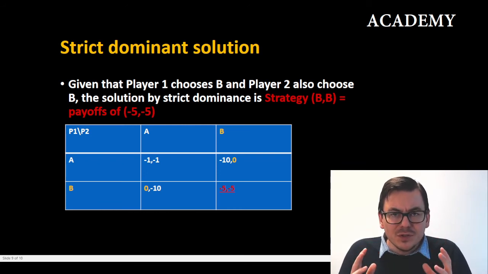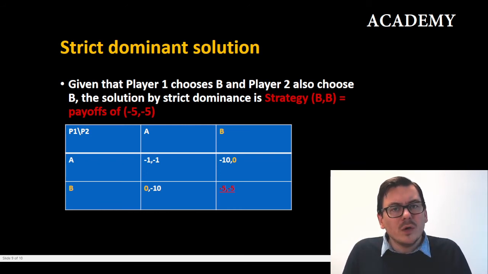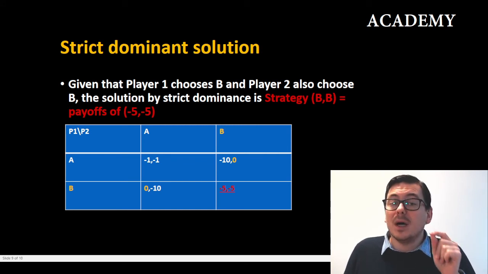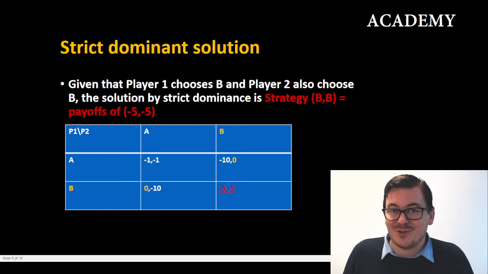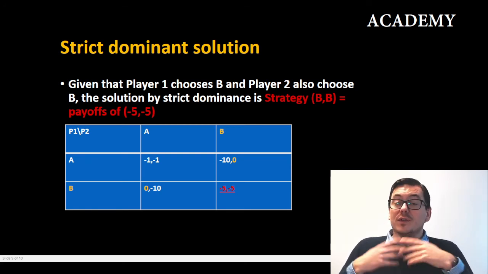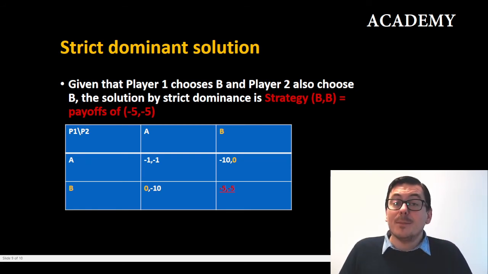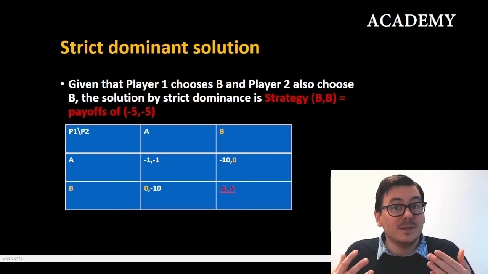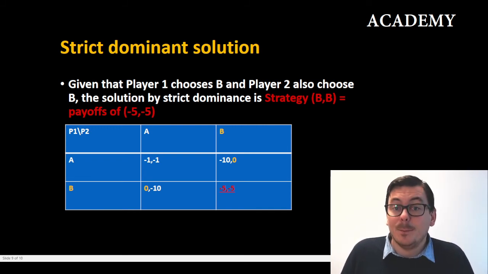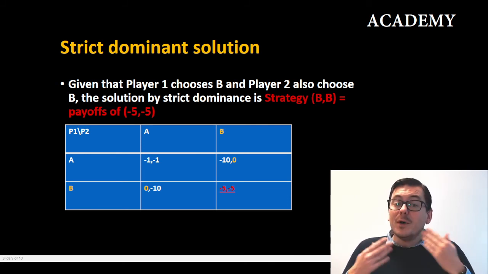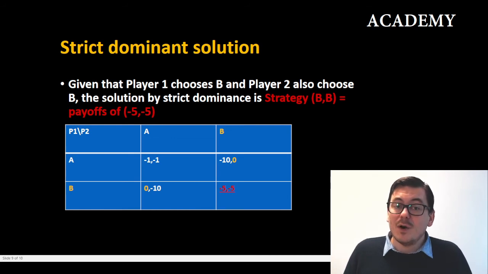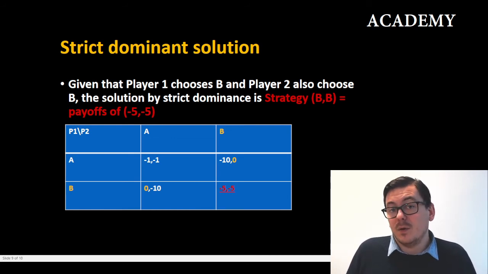When we put all this together, we can say, okay, so what is the solution? Is there a solution to this game when we only look at strictly dominating strategies? And there is, because both parties have strictly dominating strategies. So the solution to this game would be that both players choose strategy B. So thereby the solution by strict dominance is strategy BB, giving both players a payoff of -5 and -5.